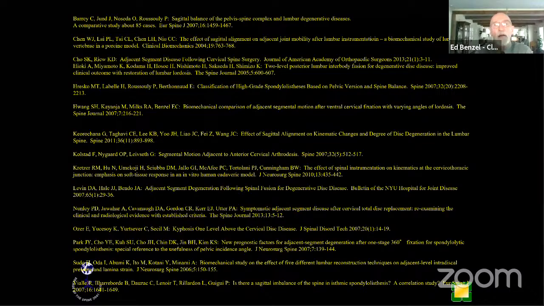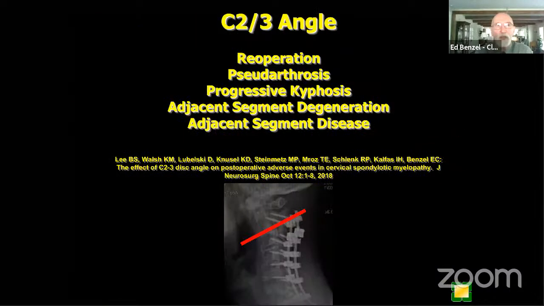So when we think about this, if we have a kyphotic posture, we're going to be stressing that adjacent C2-3 joint, and so henceforth we should tend to want to correct posture as much as possible.